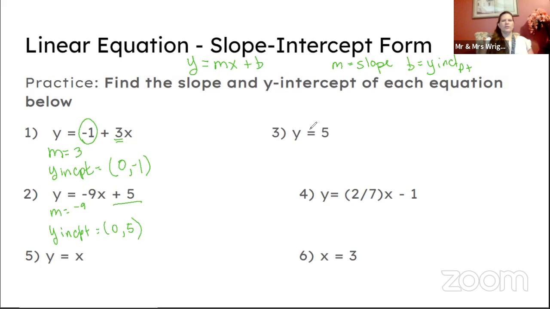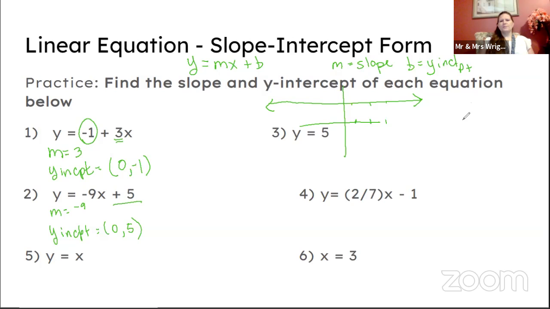I don't know why 1, 2, and then 3 is over here for whatever reason. Y equals 5. Remember, this is a horizontal line. What is my slope? The slope is the coefficient of the variable, but I don't see a variable here. Let's think about this graph for a second. Here's our line, y equals 5. No matter what I put in for x, for the input, I'm going to get an output of 5.